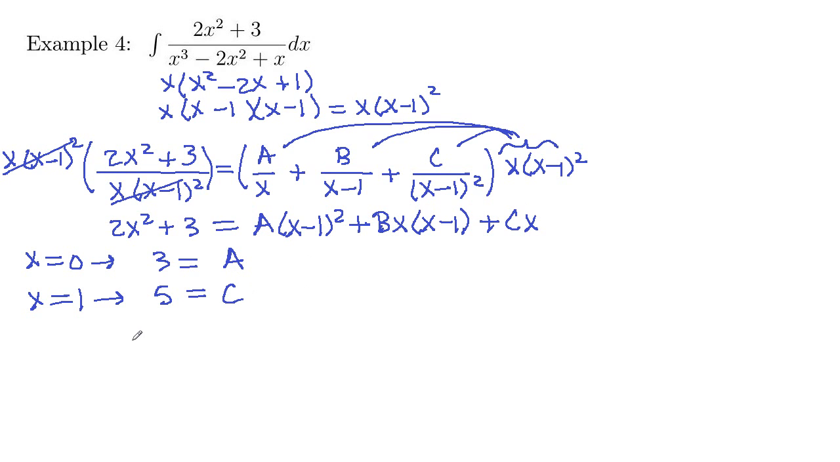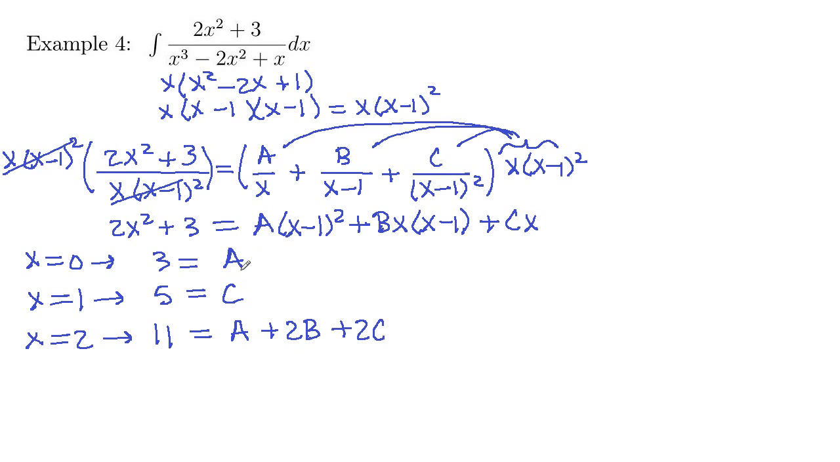And then there are no more zeros in the denominator. We used them all. So now you can pick any other number, like x equals 2, for example. So on the left, 2 squared is 4, times 2, 8, 9, 10, 11. On the right, 2 minus 1 is 1, squared is 1, so 1A. B times 2 times 2 minus 1, so 2B. And then C times 2, 2C.